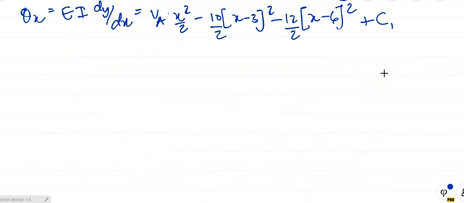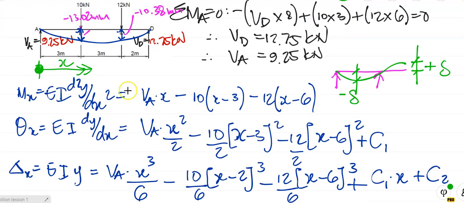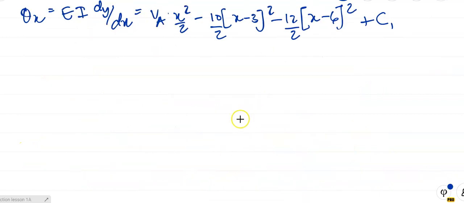Right, people, the question there says, we're almost done. Also calculate the slope at A. Okay, so we've done the deflection at B, deflection at D. Using the deflection equation, we now need to find the slope at A, which is over there. I'm just taking that equation and I've already written it over there.